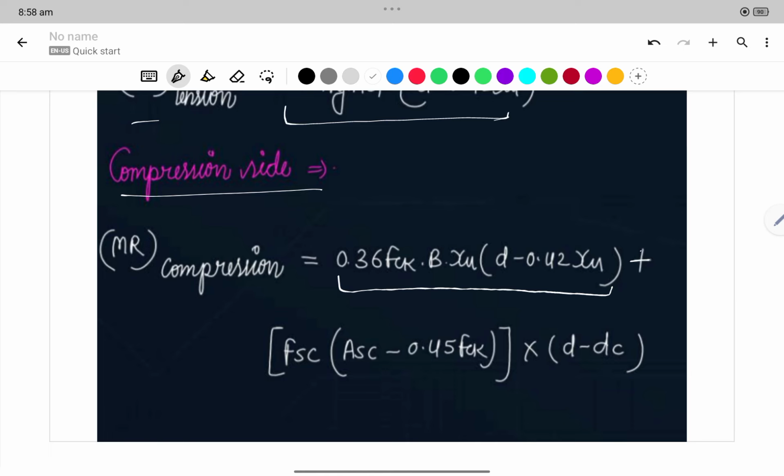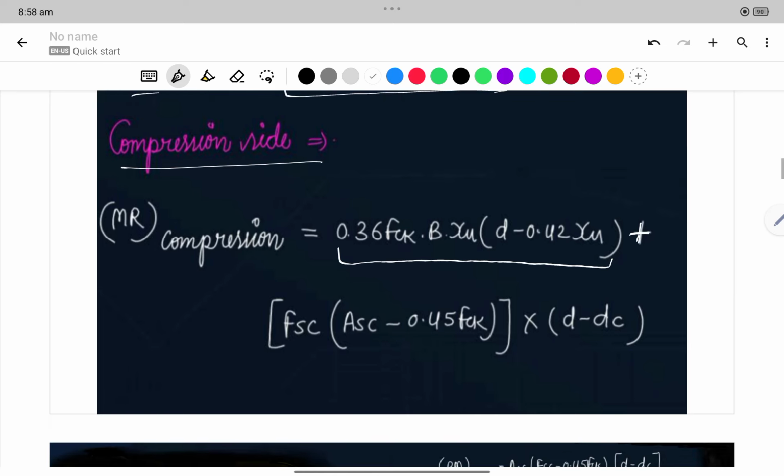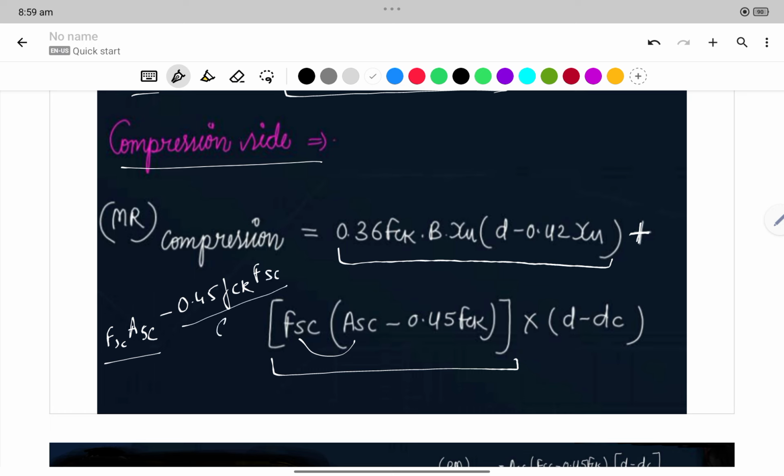Plus, what is the change now? We will see FSC into ASC minus 0.45 FCK, and this is the combined force. See how it is coming: FSC into ASC, this is the force. If you multiply these both, this is the force, and minus we are doing 0.45 FCK ASC. This one is the concrete amount taken out. So these both combine into the force.